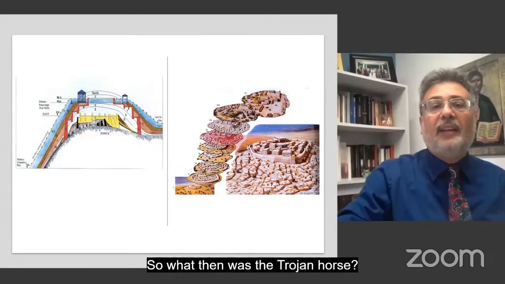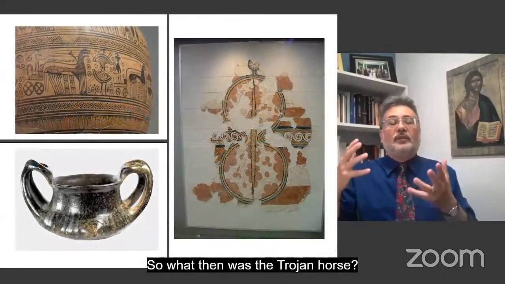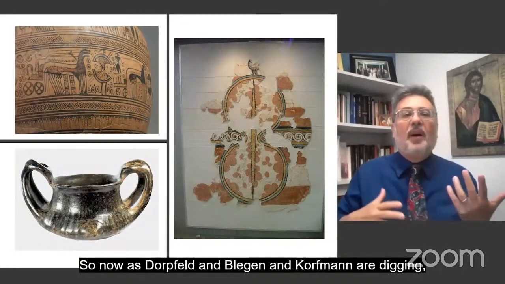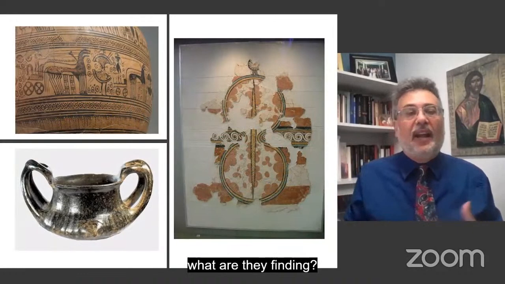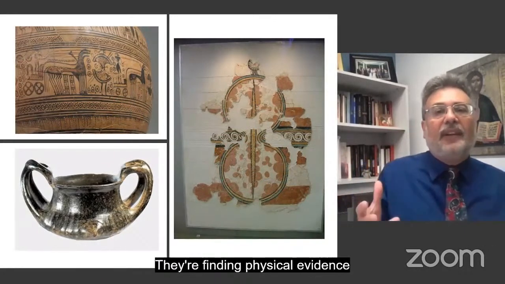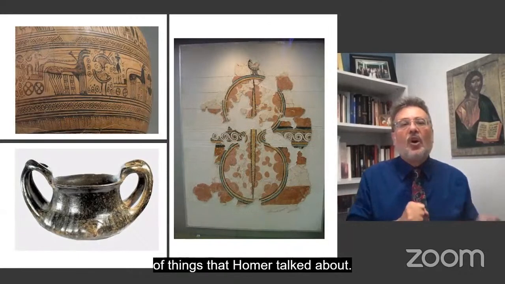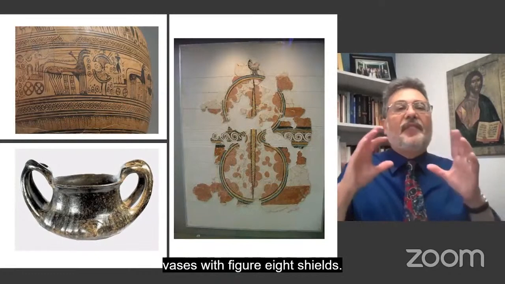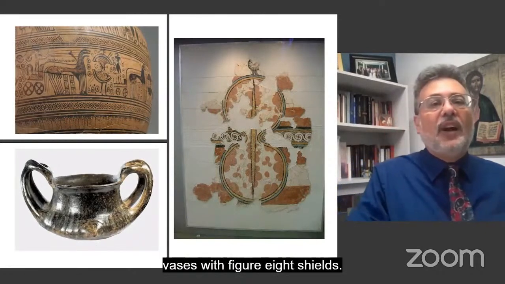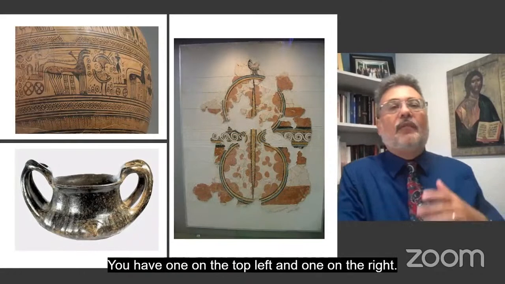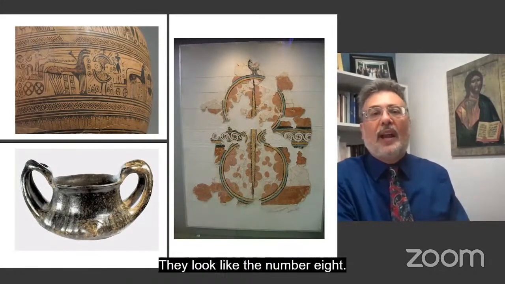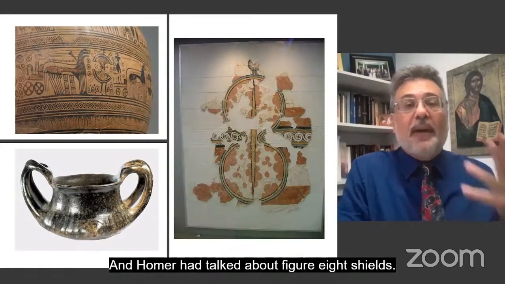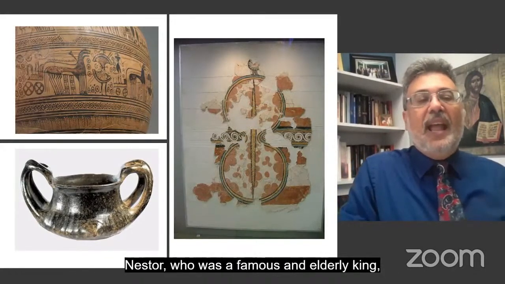So what then was the Trojan horse? So now, as Dörpfeld and Blegen and Korfmann are digging, what are they finding? They're finding physical evidence of things that Homer talked about. So they find, for instance, vases with figure 8 shields. You have one on the top left and one on the right. They look like the number 8. And Homer had talked about figure 8 shields.